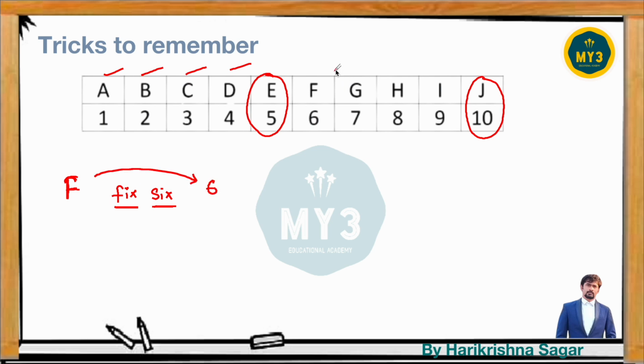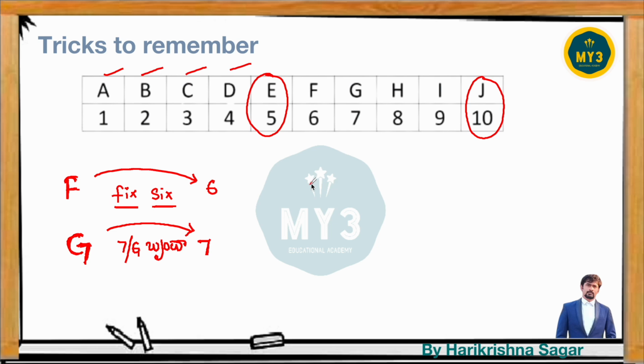And G, how can we remember G position? You can just write G. How can we write the G? We can write it like this. When you write G, you can observe there is a 7 inbuilt in it. So G is having 7 in it, so we can directly say G position is 7. Or otherwise, you can remember the famous Tollywood film 7 by G Brundavan Colony. So you can remember the value of G is 7, like that. You can remember in any way.